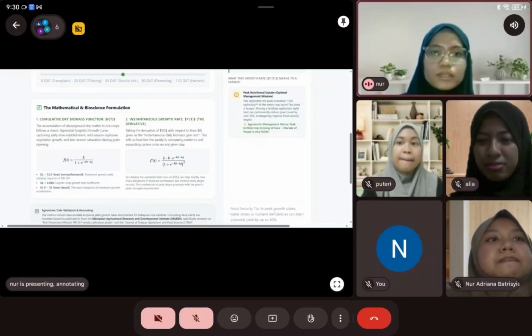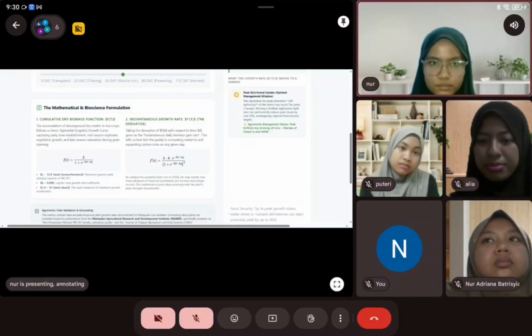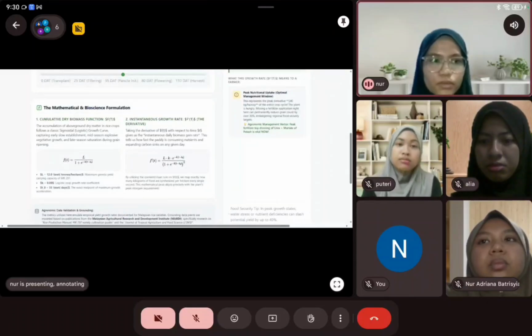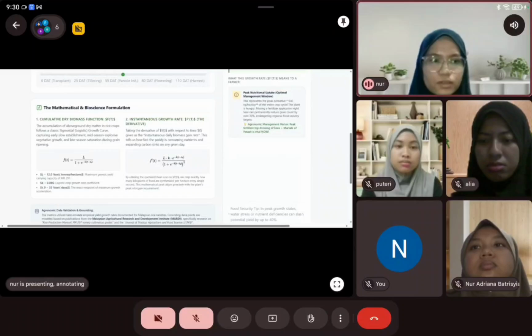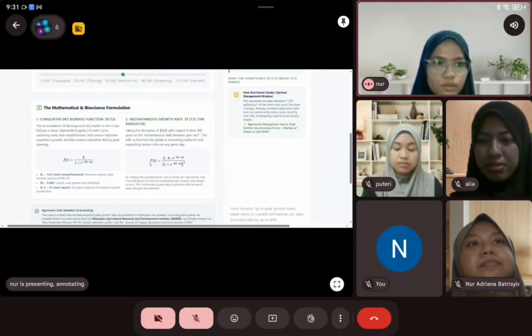Two is the instantaneous growth rate, the derivative. This is where calculus comes in, by differentiating the original formula using the quotient and chain rules. We get f'(t), which gives us the instantaneous daily growth rate.